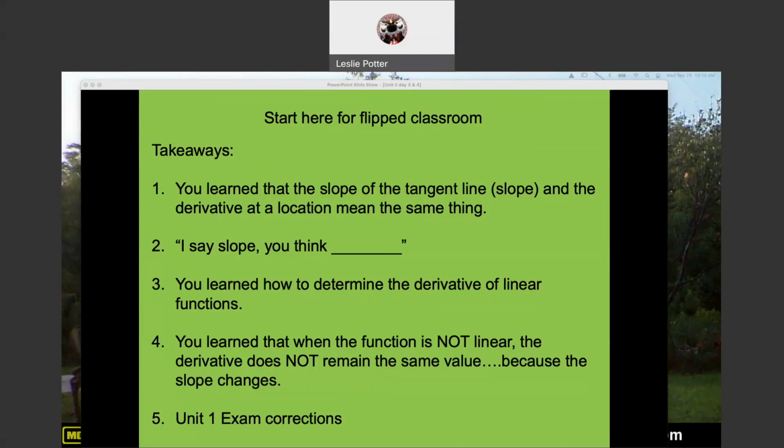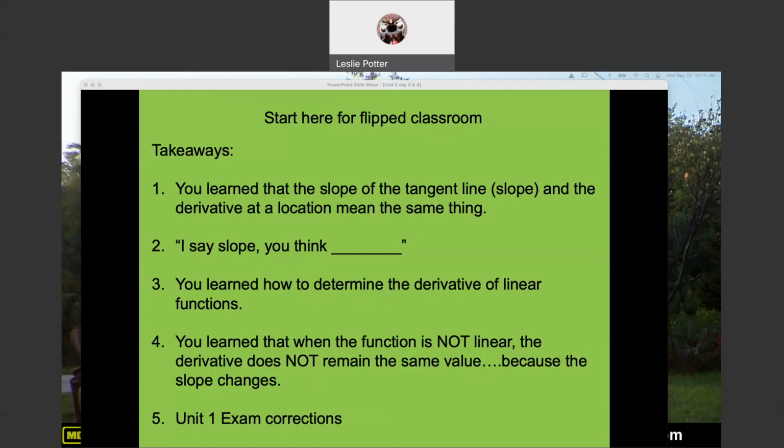f of x is 4x minus 2. What's its slope? 4. What's its derivative? 4. Right? Because those are lines, the slope never changes, no matter where we look at it. That makes sense? So the derivative is never going to change, no matter where we look at it. You can look at it at any point, and it's the same slope and the same derivative. So far, so good?